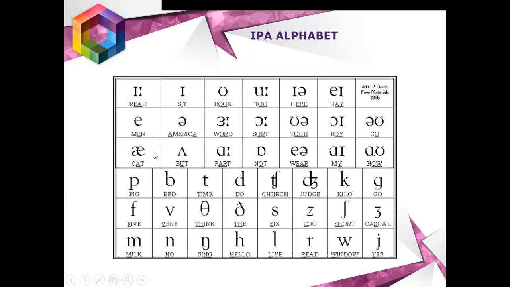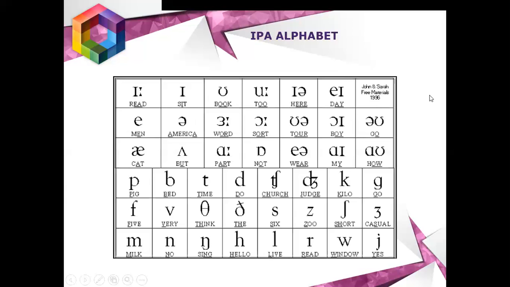Or hat, right? Now we have this that is very similar to our Spanish a. So we have but, okay? And then we have this one that is a little bit longer. So we have part, part. And then one that does sound like an O, but a little bit shorter than this. So we say not, not, okay?